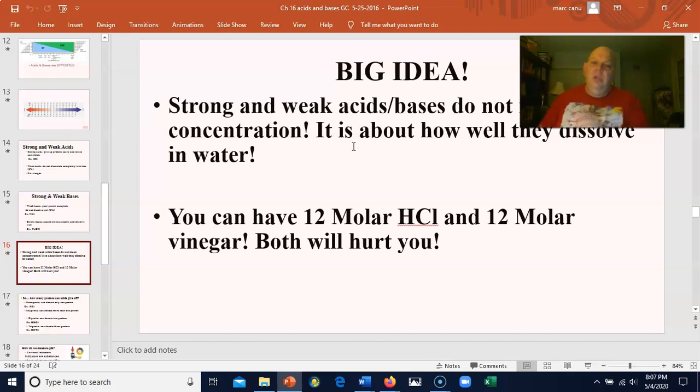Now, ammonia, you've got to understand, it also will hurt you in concentrated form. So here's a big idea about strong and weak. They don't mean concentration. It's about how well they dissolve in water. So for example, 12 molar HCl and 12 molar vinegar. One is a strong acid. That's HCl, which you also find in your stomach. The other is vinegar. Guess what? Both of them are going to hurt you. They're concentrated, but the HCl is a strong acid. It dissolves very easily in water. Vinegar, on the other hand, is weak, and it doesn't dissolve that much, but both can be quite deadly.